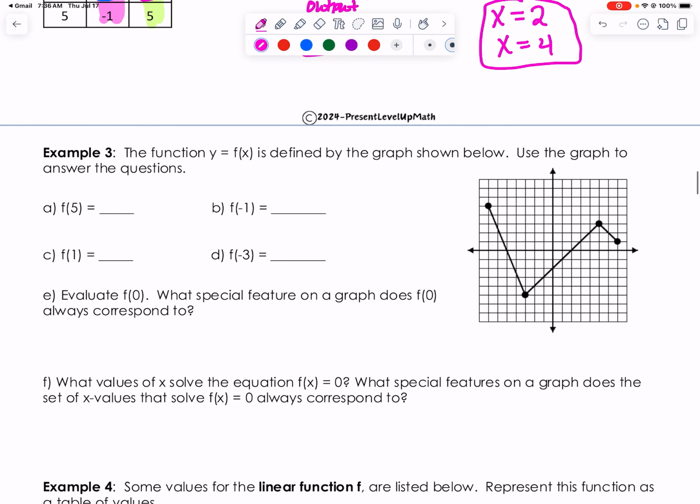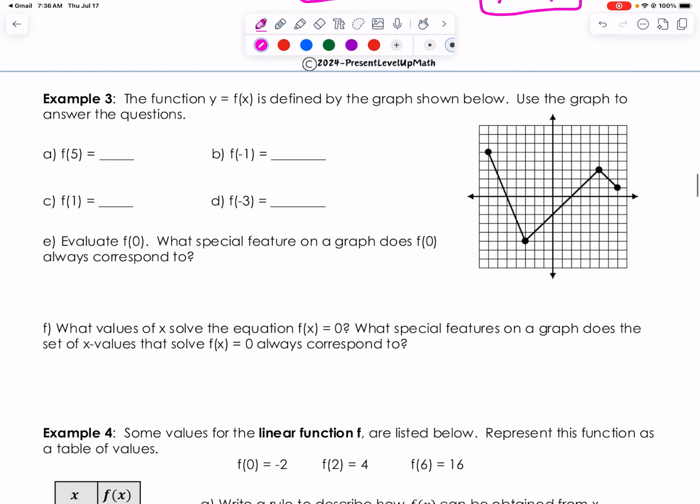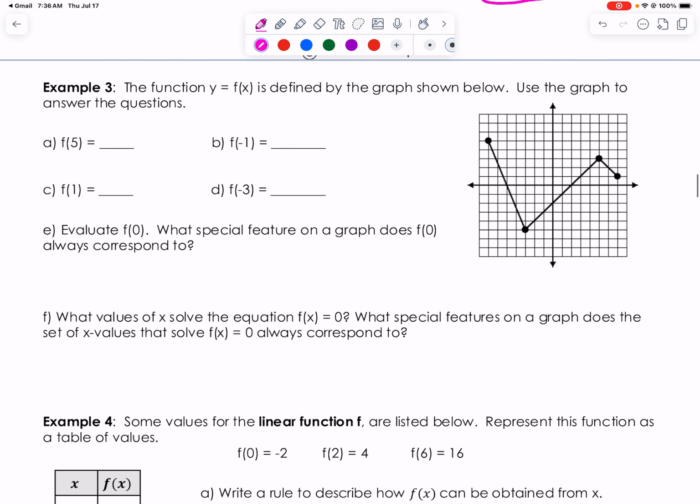In example 3, we're given a graph. So far, we've looked at evaluating functions given an equation, how to evaluate functions given a table, and in this problem, we're going to look at how to evaluate a function when we're given the graph. So in problem A, they're wanting us to find f of 5. So this is an x value. So this is saying when you put 5 into this function, what do you get out?